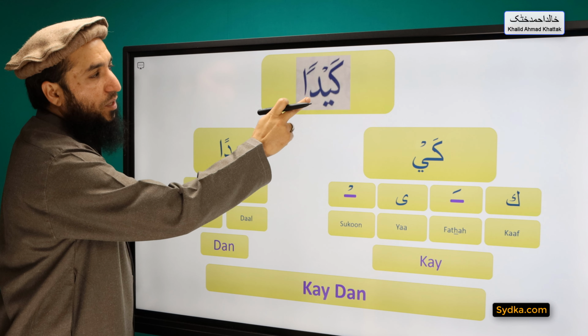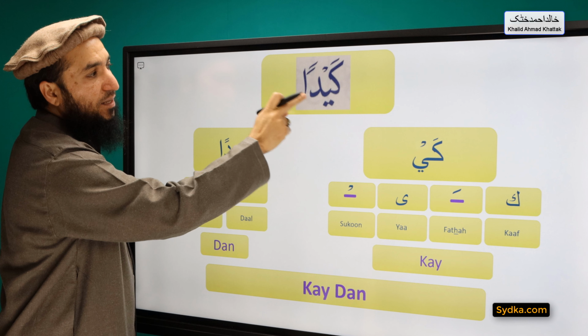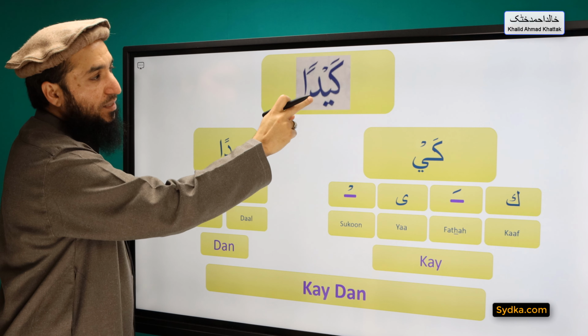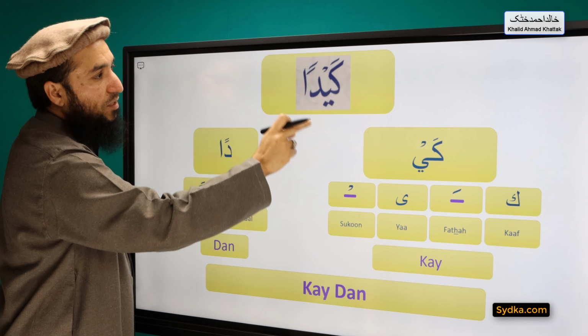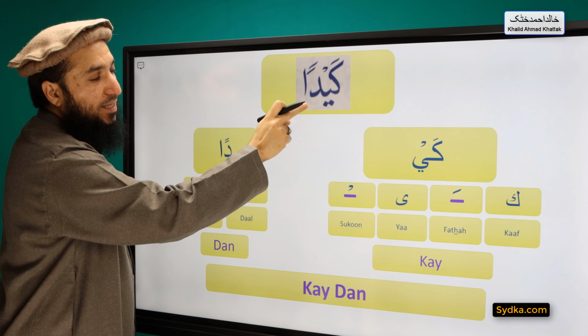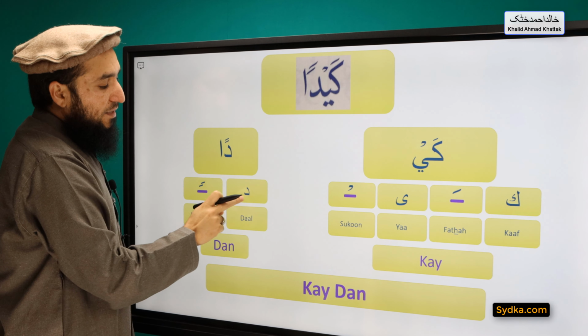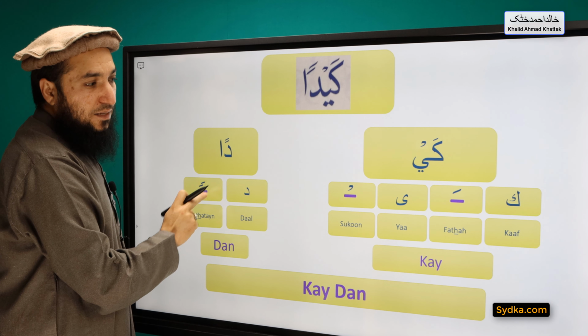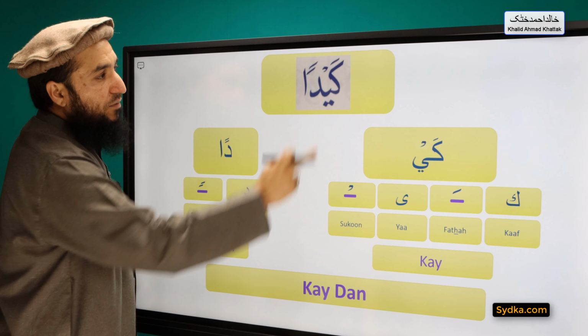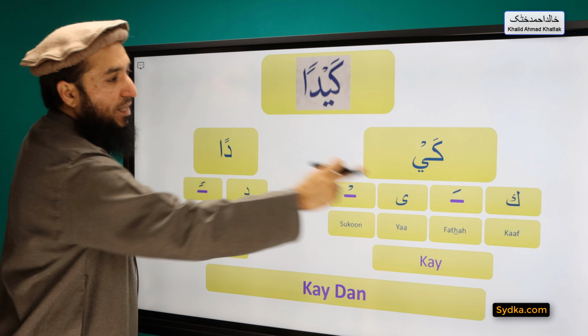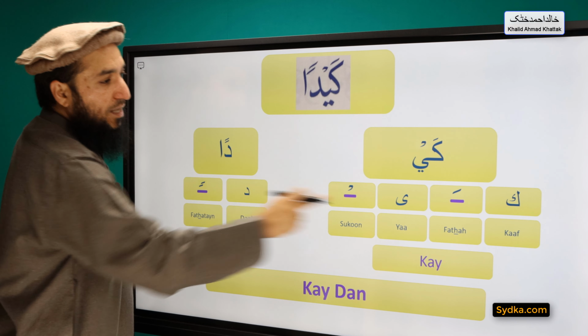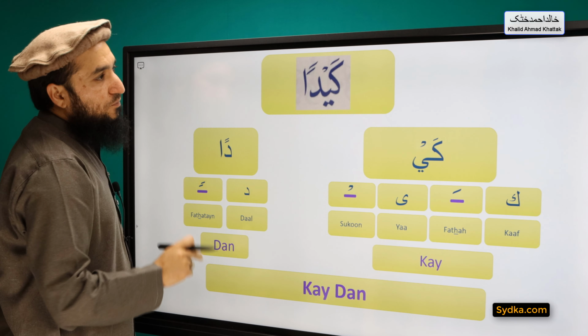The second syllable we have is dal fathatain dan, and this alif is silent. Dal is a light letter, it has fathatain on top of it. دال فتحتين دن. When we combine these 2 syllables, we have كيدن كيدن كيدن.